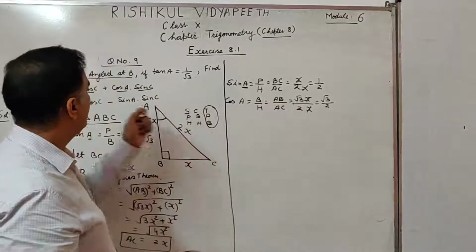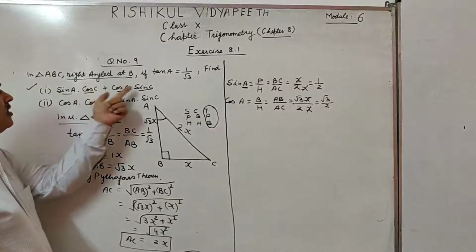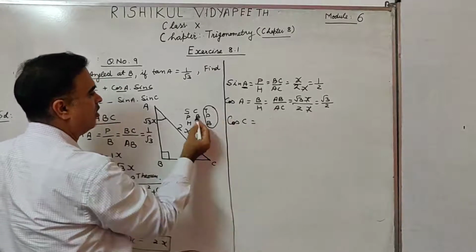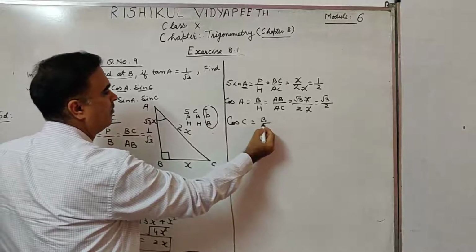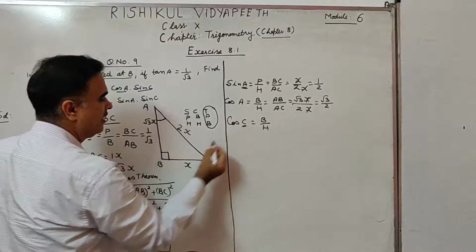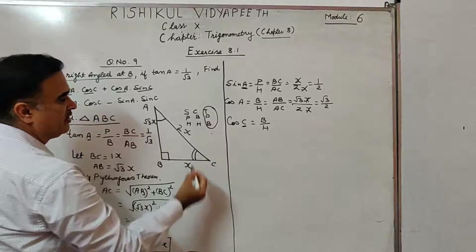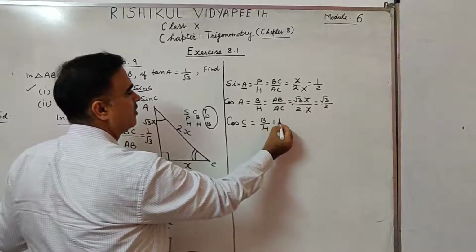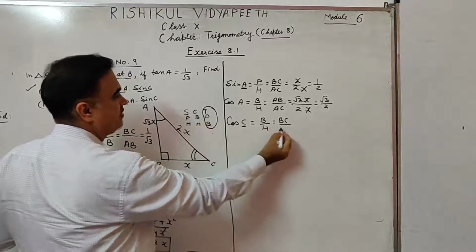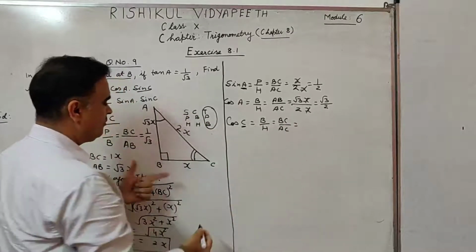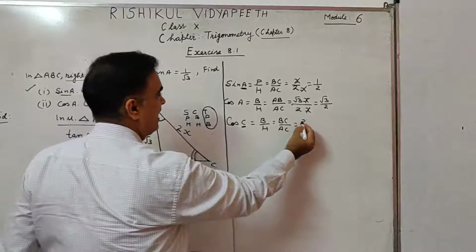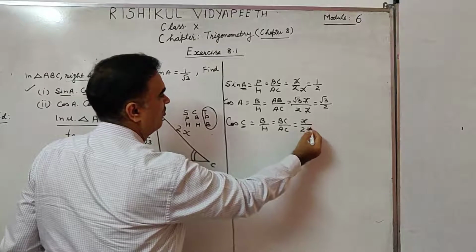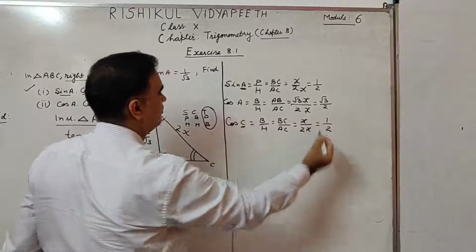Sin A, cos A, and another is required, what? Cos C, sin C. You want to write cos C. What is cos? B by H. But you know, this acute angle is now C. And according to C, what is base? This is BC upon AC. What is BC? The value of BC is x. What is AC? It is 2x. It becomes 1 by 2.